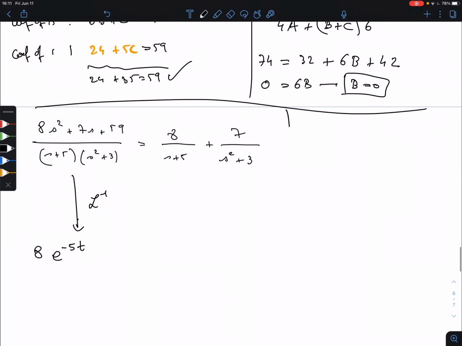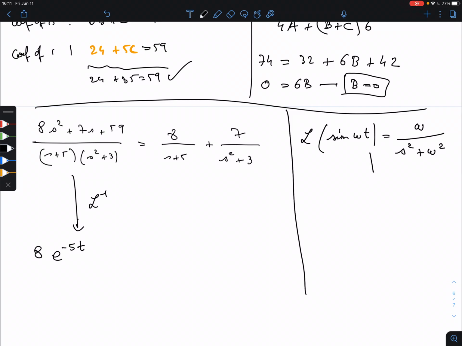So what we have here on the side, the Laplace transform of sine omega t is omega over s squared plus omega squared. Let me write it in the right order: s squared plus omega squared. So let's recognize what we have here.